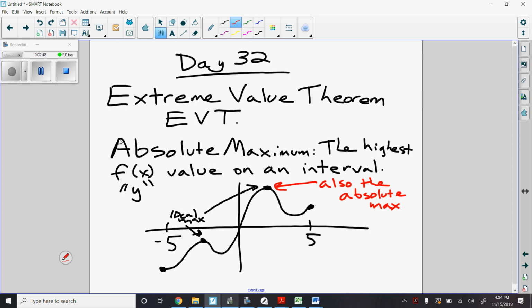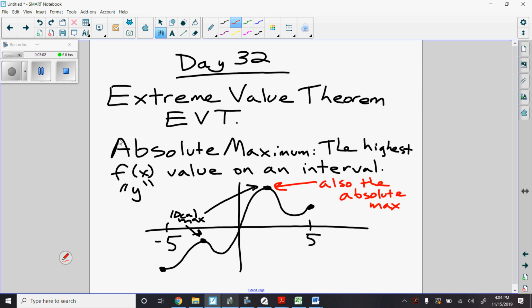Using the same graph as an example, you could also maybe call 5 there, that endpoint, a local max, but it's not the absolute max. Let's take a look at absolute minimum, which would be the lowest f of x value on an interval.